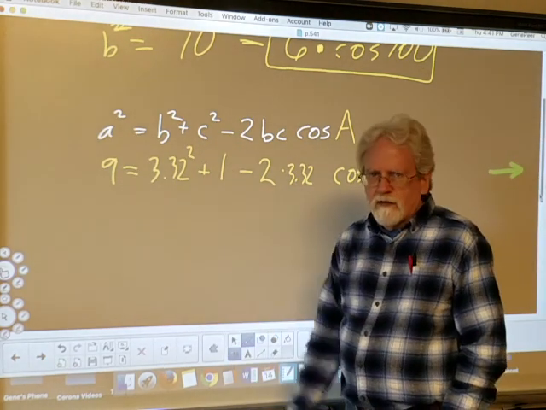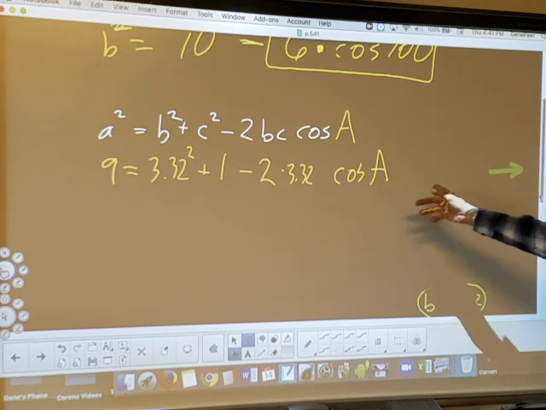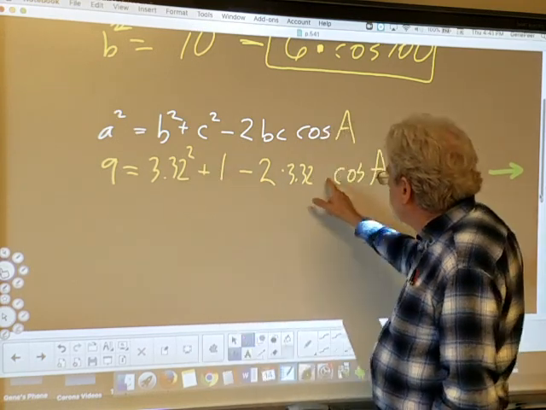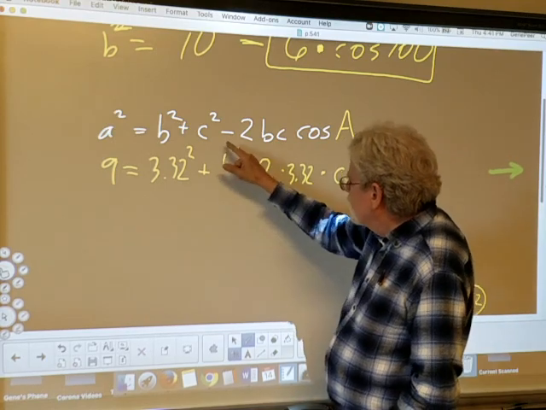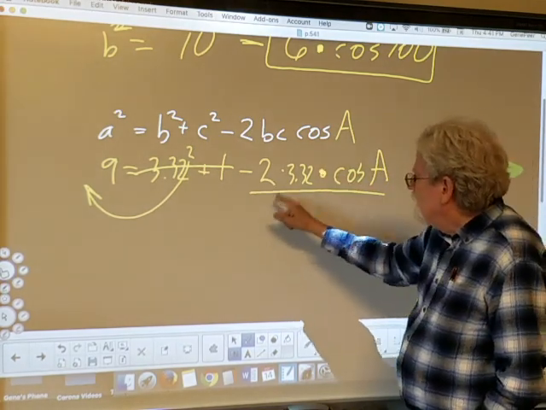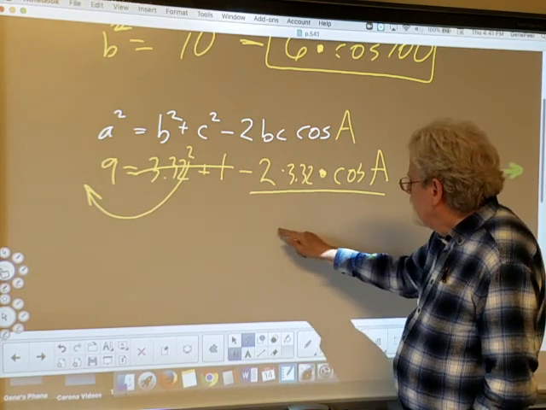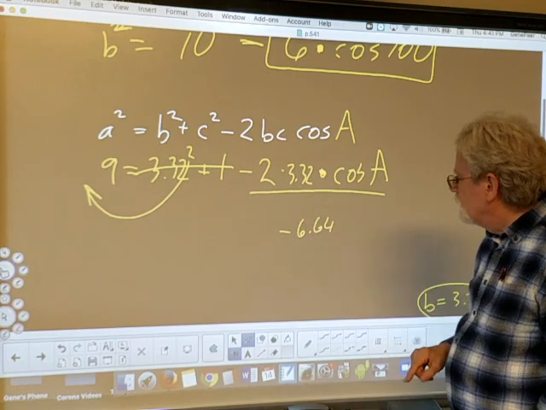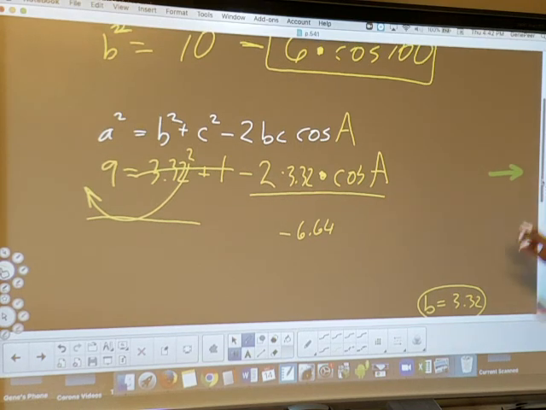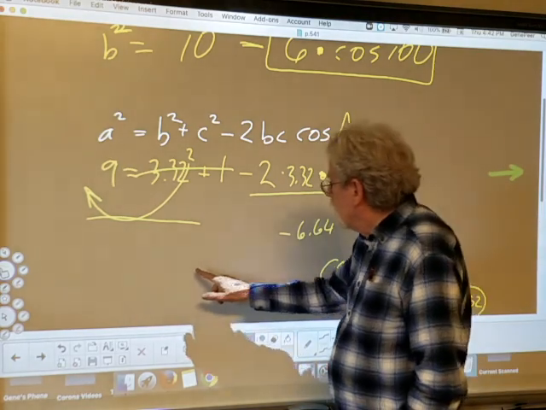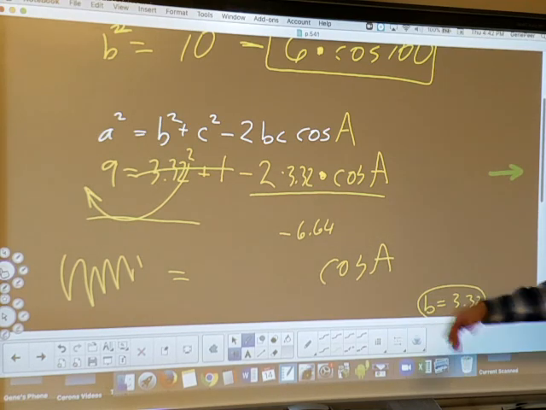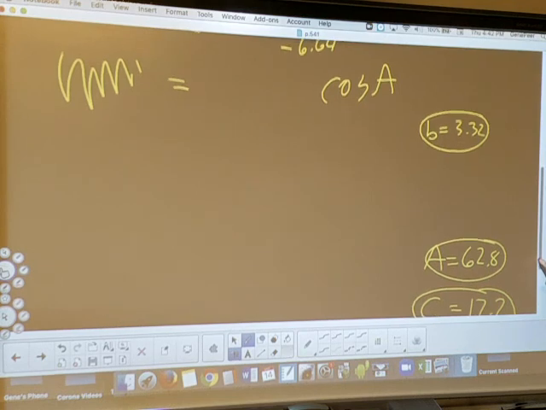So, long story short, do the math. And given this, and figuring out this guy, add 1, subtract it from both sides, then do what here? You'll divide both sides by negative 6.64. That's 2 times 3.32. You'll divide both sides by that, and that'll just give you the cosine of A. So we will have cosine of A equals whatever all that stuff turned out to be. It's just arithmetic. And then you'll use the inverse cosine function and find out that A is approximately 6.28.